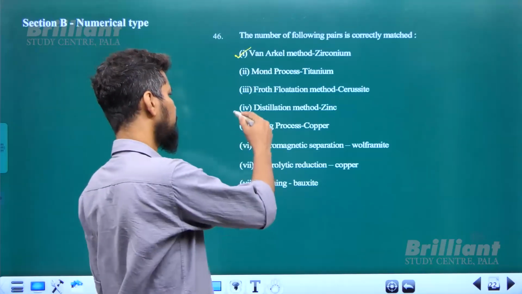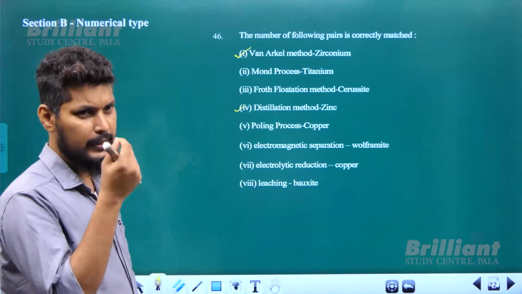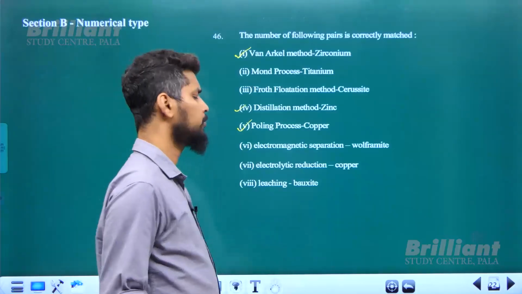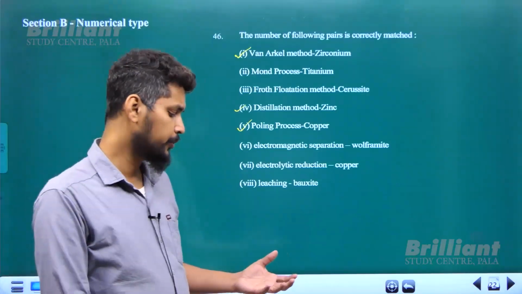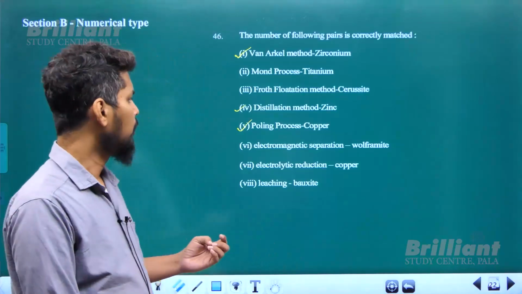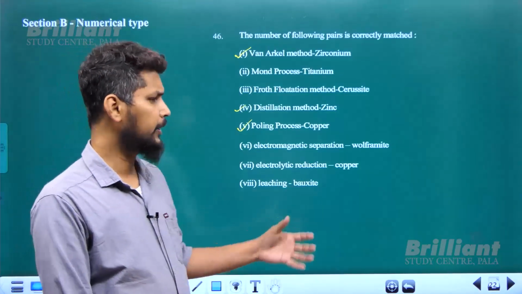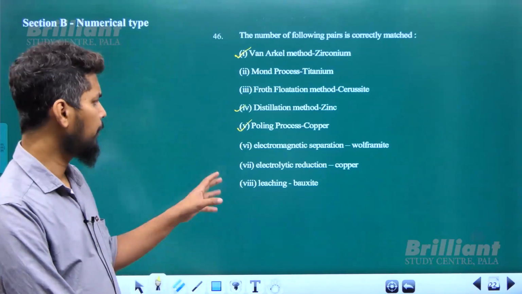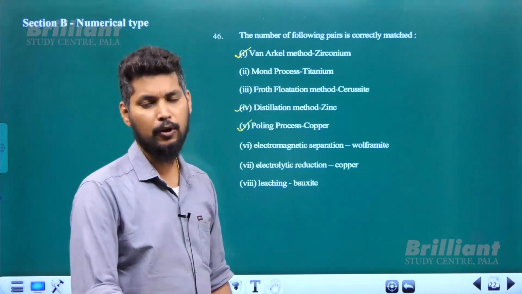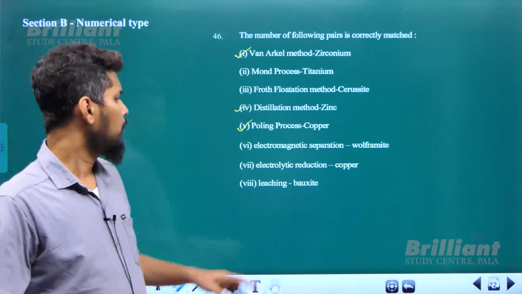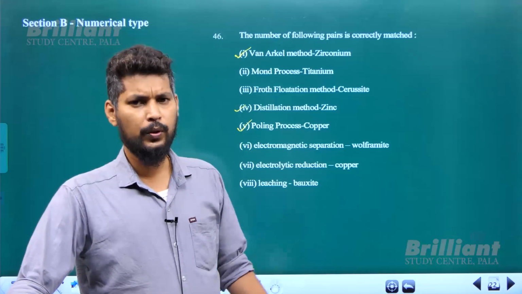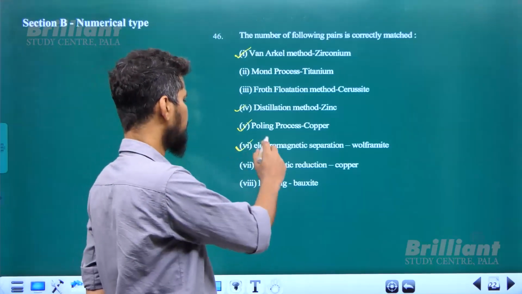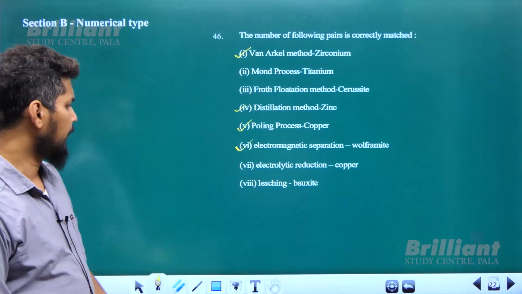Distillation method, zinc is correct because it is a low melting metal. So they are purified by the distillation method. Poling process, copper, that is also correct. In the poling process, we use wood poles, and copper is heated or fused with wood poles. So that is used for copper purification only. So the fifth option is also a correct match. Wolframite is basically an iron ore, so you can use electromagnetic separation for its purification. So that is also correct.